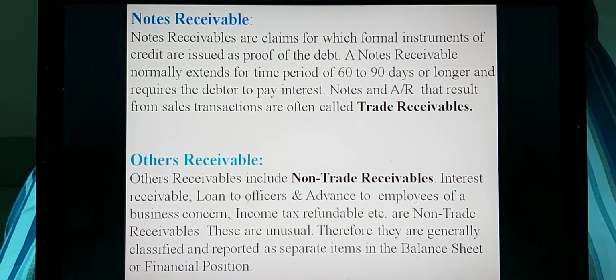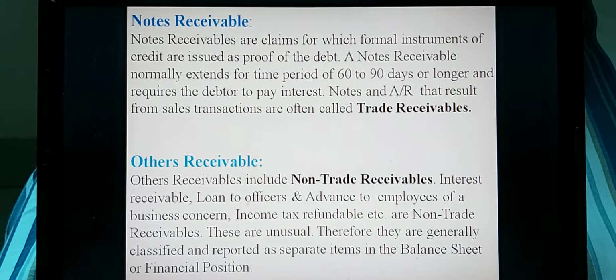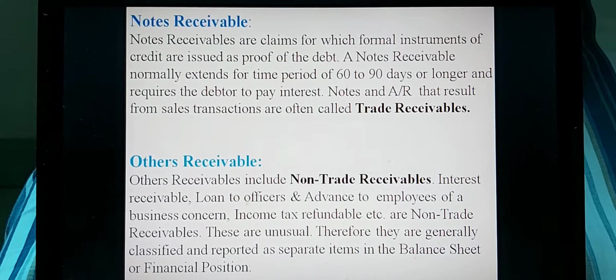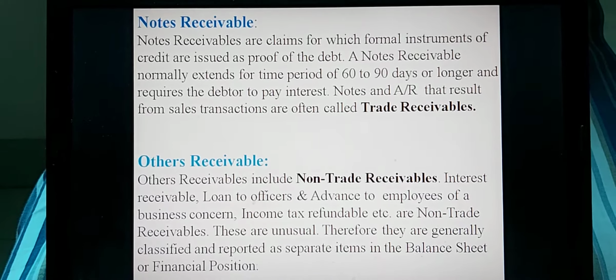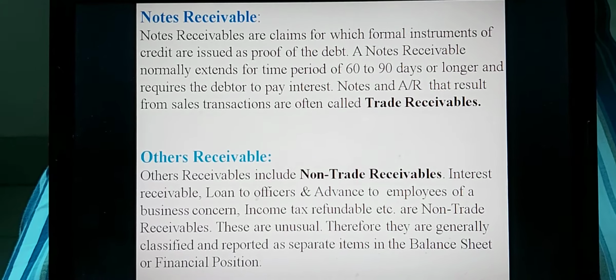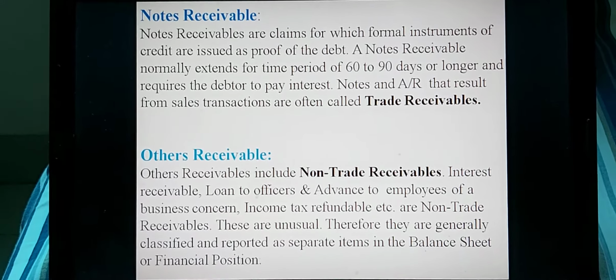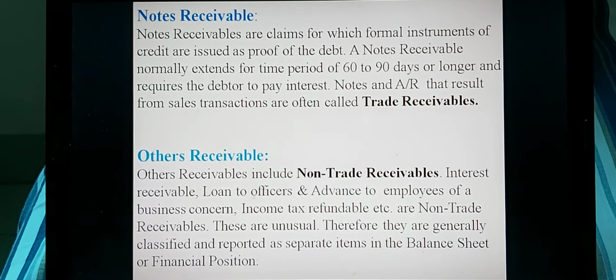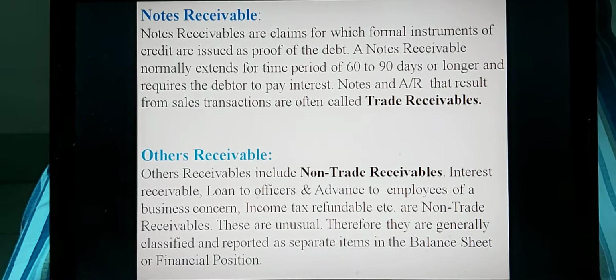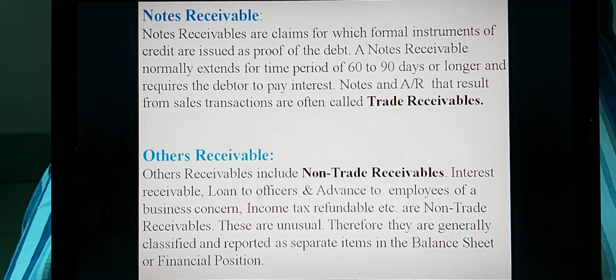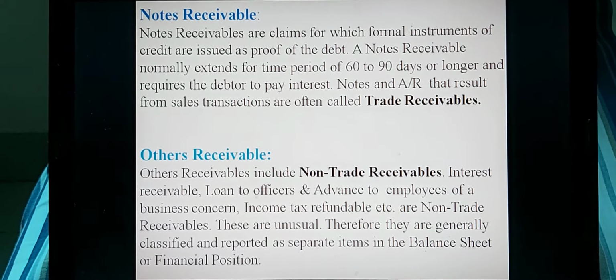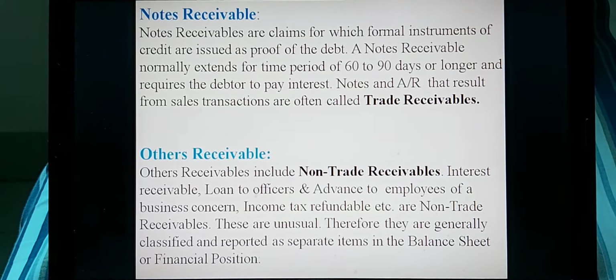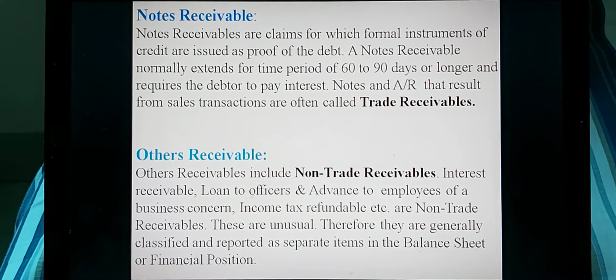Repeat again, notes receivable are claims for which formal instrument of credit are issued as proof of the debt. A notes receivable normally extends for time period of 60 to 90 days or longer and requires the debtor to pay interest. Notes receivable and accounts receivable that result from sale transaction are often called trade receivable.